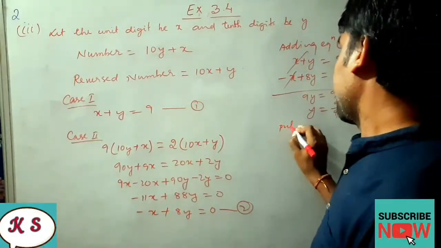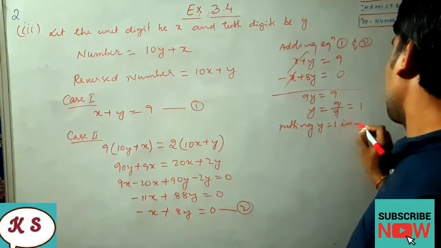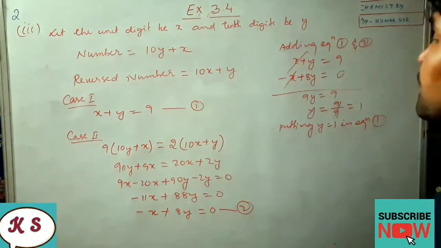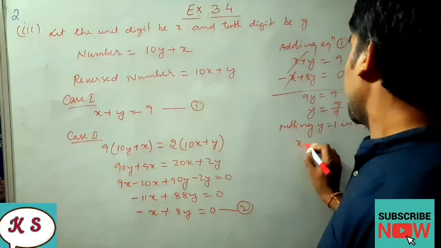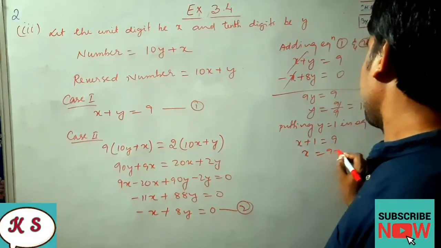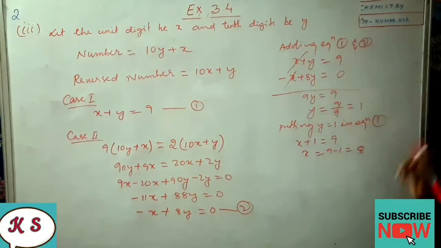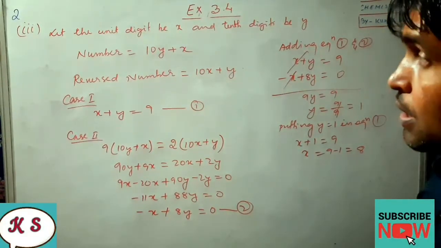So we'll write here, putting y equal to 1 in equation number 1. So x plus 1 equal to 9. So x equal to 9 minus 1 equal to 8. So we got x equal to 8, y equal to 1. So they are asking for the number.